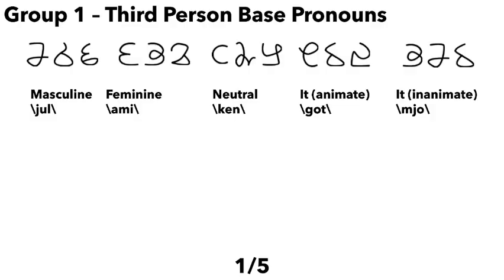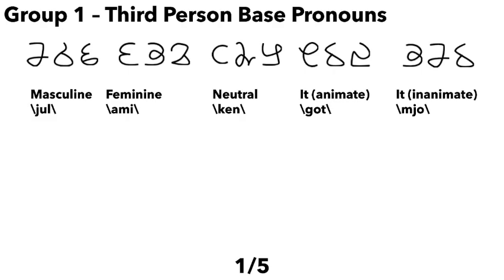So we're going to split this up into little groups to make it easier to understand. So group one is going to be your third person base pronouns. So it's going to be like your he, she, they, all that. So I've labeled it masculine, feminine, all that. Just know I'm going to say the English equivalent as I go over it.